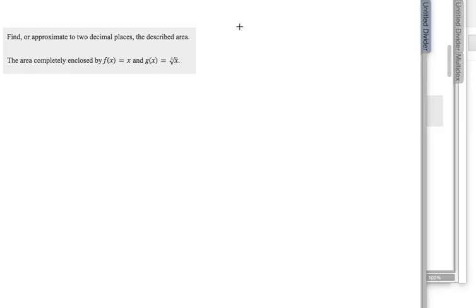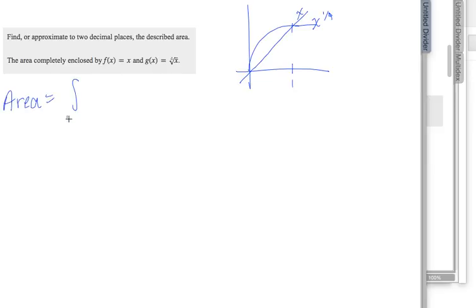So our setup, and you might want to sketch a graph also. It doesn't really quite flatten out there. But anyways, that's the fourth root of x, and that's y equals x. So the area is equal to the integral from 0 to 1 of the fourth root of x. I'm going to just use x to the 1/4 minus x.